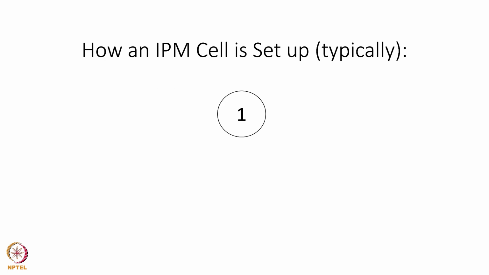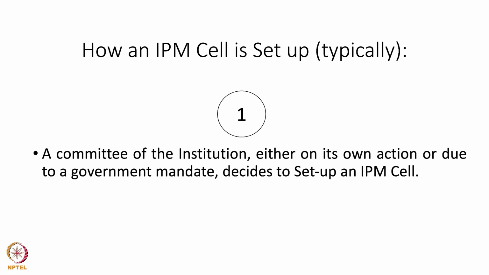Now, how an IPM cell is set up. This is a typical example of how it is done. By IPM cell, we refer to the intellectual property management cell, or it could also be called the technology transfer office. Step one is to ensure that a committee of the institution, either on its own action or due to a government mandate, decides to set up the IPM cell.